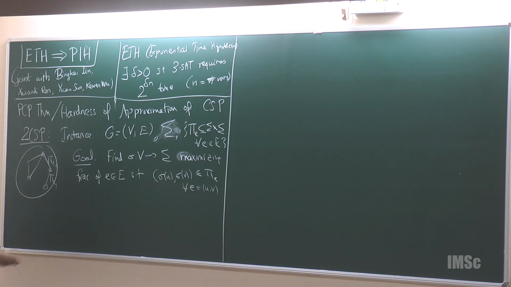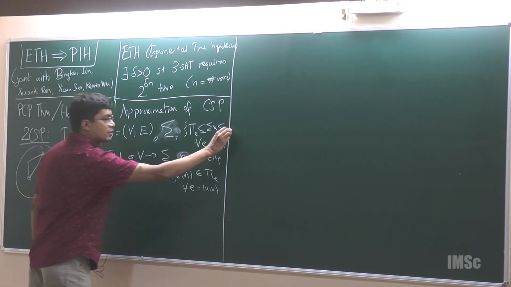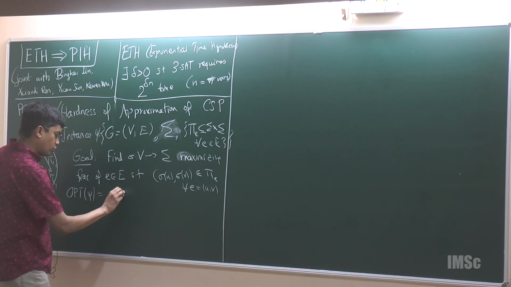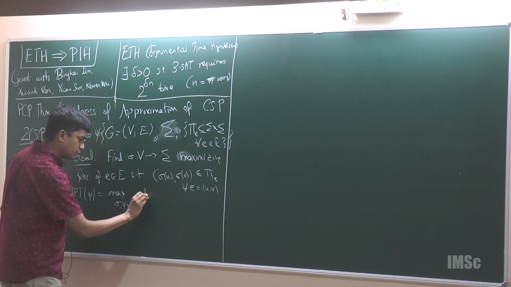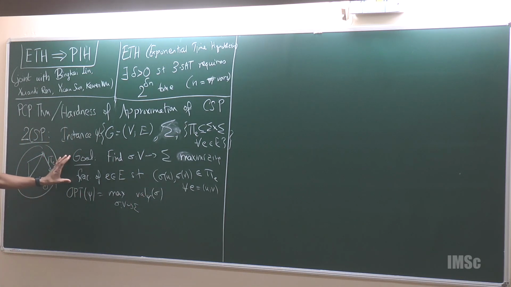And then the PCP theorem says, and let's say that this is the opt of an instance, so let's call this instance psi. The opt of an instance psi is really the maximum over all assignments of the value of the assignment. So let's call this the optimal fraction: for any sigma, the fraction of edges it satisfies is its value, and you want to maximize the value. Okay? So that is the optimum value.